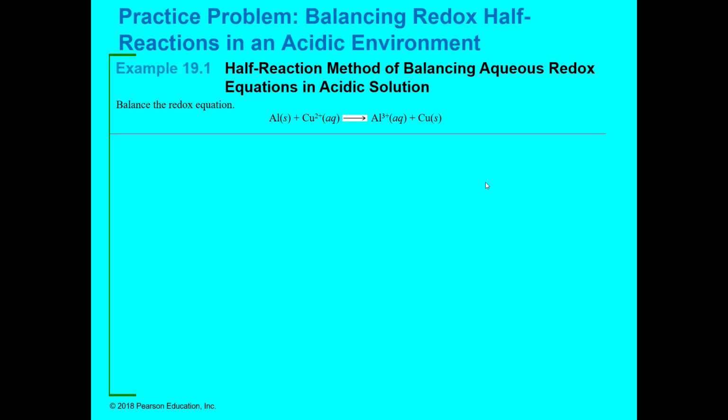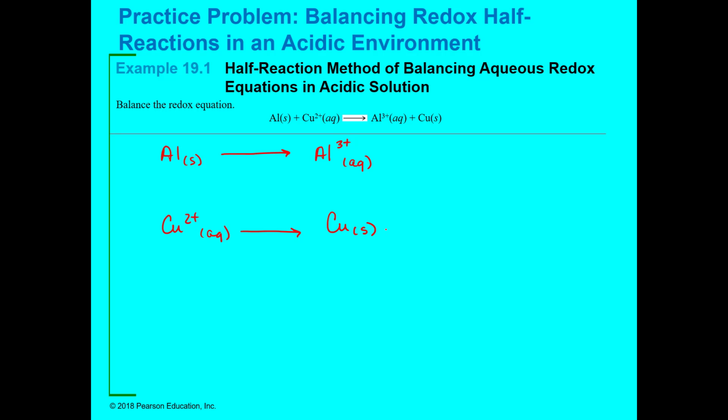So in this reaction, I have 2 half reactions, one involving aluminum and one involving copper. So I have aluminum solid that is going to aluminum 3+ aqueous. And then I have copper 2+ aqueous going to copper solid.